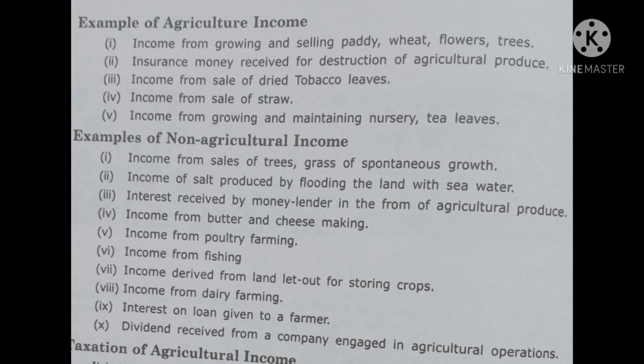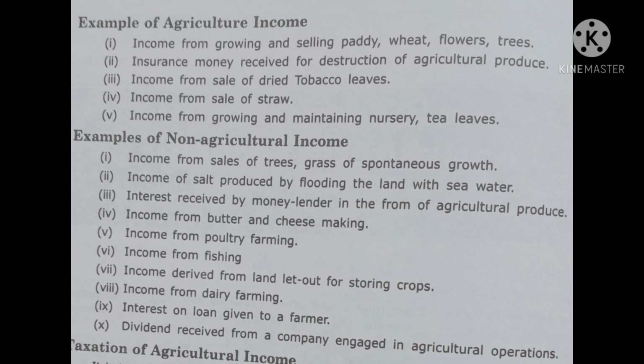Then income from sale of straw. Sale of straw means, when you grow rice, wheat and all, and you take out those crops, the dried grass which remains, that grass you also sell for cows, sheep and all, for their grazing, right? So that is called sale of straw. Then income from growing and maintaining nursery, tea leaves. Nursery means you all know, no? Small plants they grow and sell, or tea leaves. All these are examples of agricultural income.